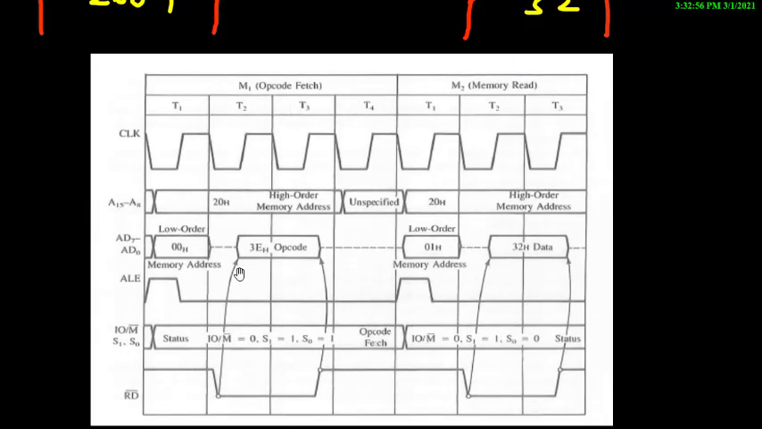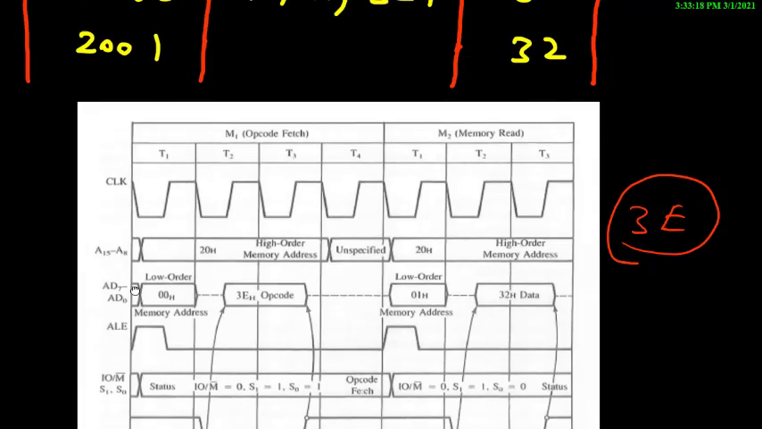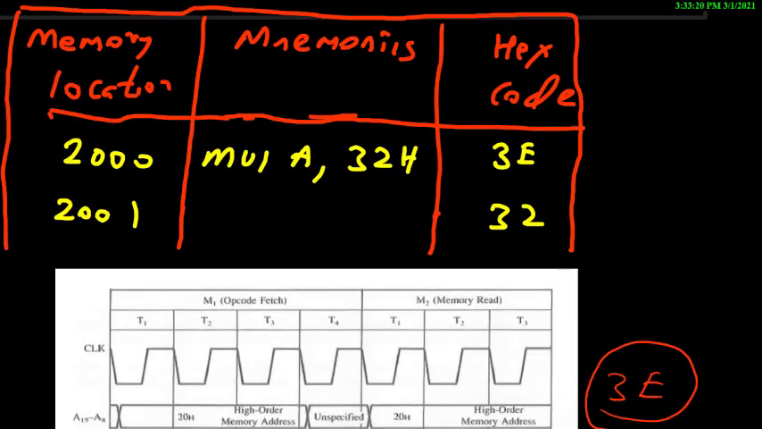This is the timing diagram. As we see, the very first task is the opcode fetch. The operation code for MVI A is 3E. So the very first task of the microprocessor would be to fetch the code 3E from the location 2000. You can see here this 2000 contains 3E as the opcode. So how does it fetch?